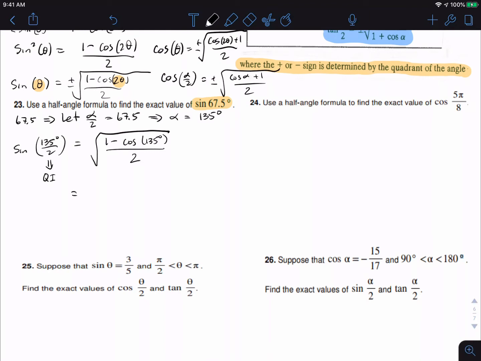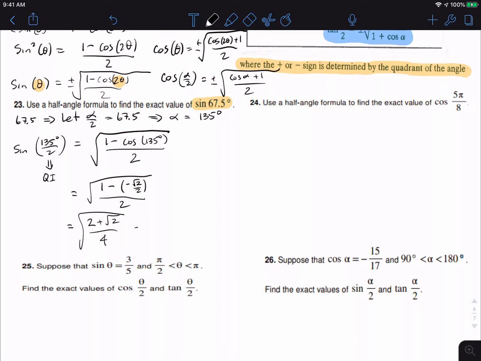So that's going to give me square root of 1 minus, and so cosine of 135 degrees puts us in quadrant 2. So that's going to be a negative radical 2 over 2, and you guys can find that on your unit circle. So that's going to give me 2 plus radical 2 over 4.